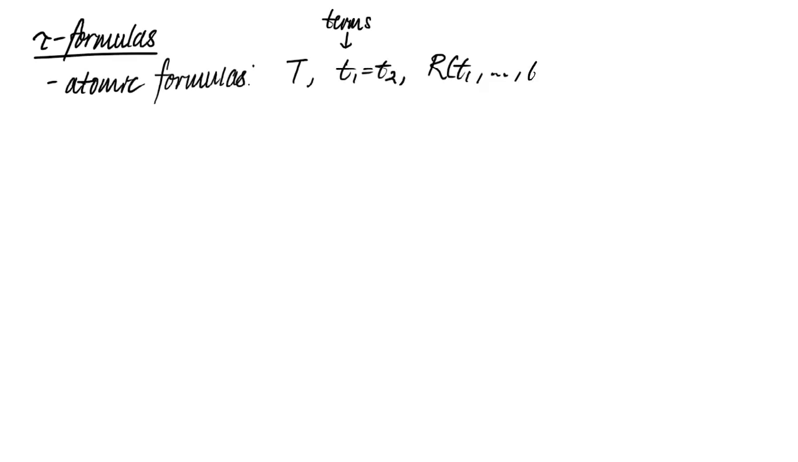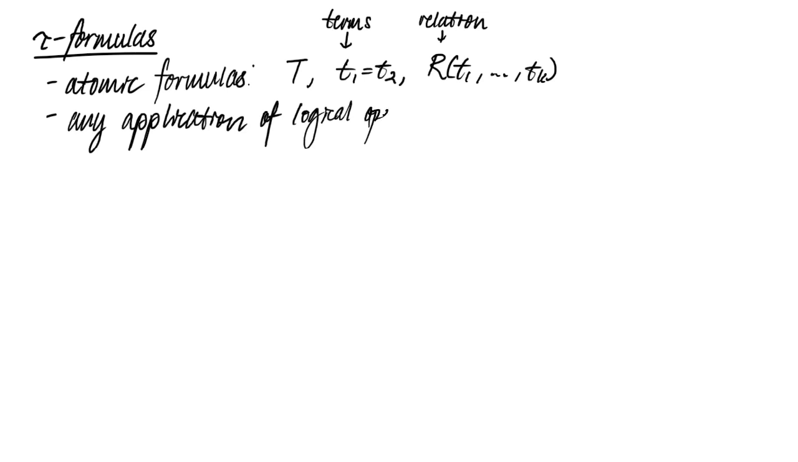We can define all tau terms inductively from three basic tau formulas, which we call the atomic tau formulas. First is simply T, or true. This is pretty straightforward. Next is T1 equals T2, where T1 and T2 are arbitrary tau terms. Lastly, we have R(T_1 to T_K), where R is a relation symbol from our signature tau with arity K. Together these three cases comprise our atomic formulas. From any tau formula, we can define another tau formula using any application of logical operators or quantifiers. Thus, we can define any tau formula inductively from our atomic tau formulas.